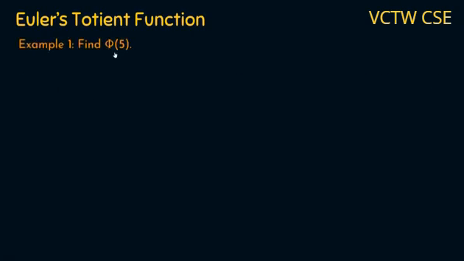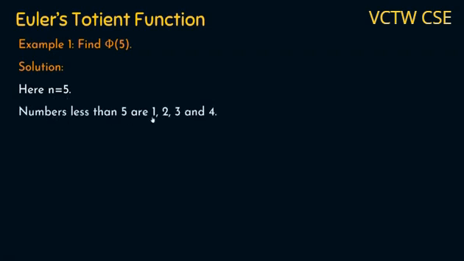Example number 1. Here we are going to find phi of 5. So here n is equal to 5. Let's solve this and understand what this Euler's totient function phi of n is. We know the n value given here is 5, right? So as per the definition, how many numbers that are less than n are relatively prime to n is phi of n, isn't it? So here n is equal to 5. The numbers that are lesser than n are 1, 2, 3 and 4. So numbers less than 5 are 1, 2, 3 and 4.